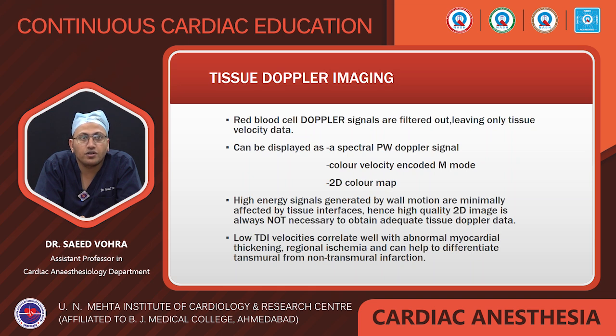In tissue Doppler imaging, high-energy signals generated by wall motion are minimally affected by tissue interfaces. Hence, a high-quality 2D image is not always necessary to obtain adequate tissue Doppler data. Low tissue Doppler imaging velocities correlate well with abnormal myocardial thickening and regional ischemia, and can help to differentiate transmural from non-transmural infarction.